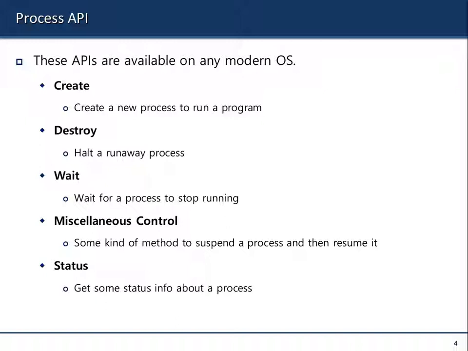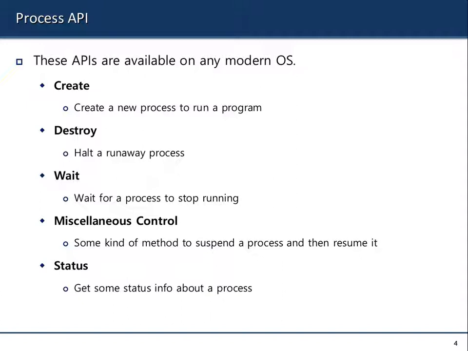Then the next one is waiting. Usually, in an operating system, there is what is called a process tree, wherein you have a parent process and a child process. Processes usually have a parent-child relationship. When a process is created, it is created from a parent. And the wait API allows a parent process to wait for a child to finish. So it's also part of the process API.